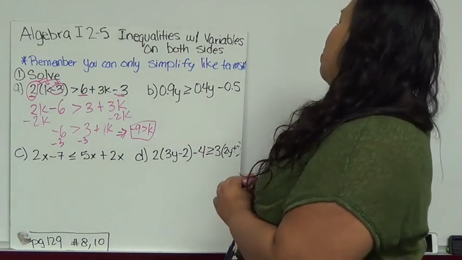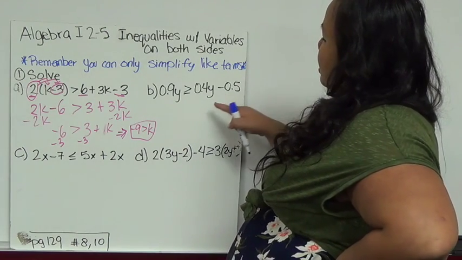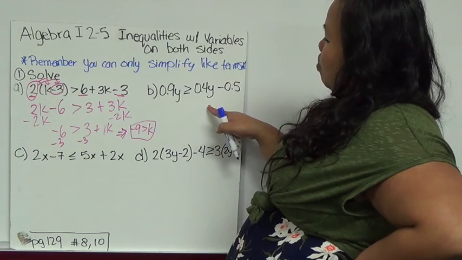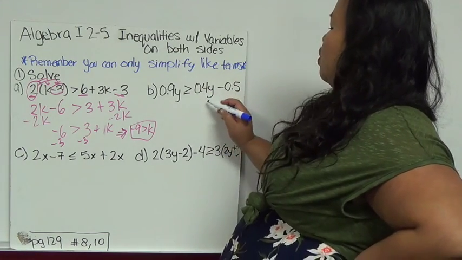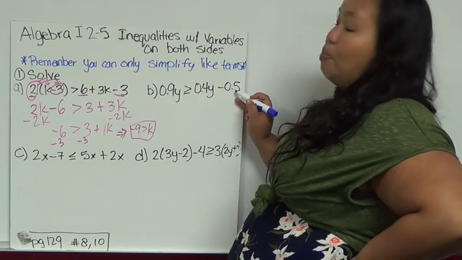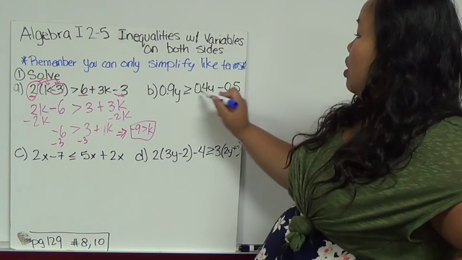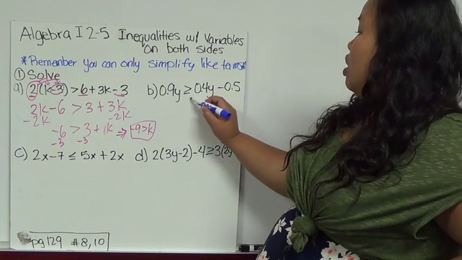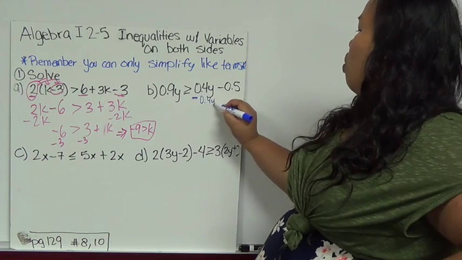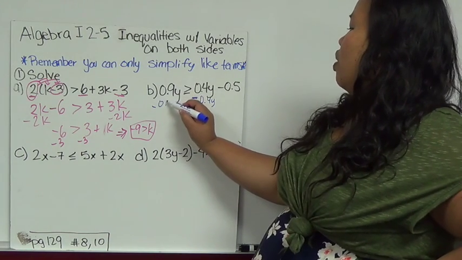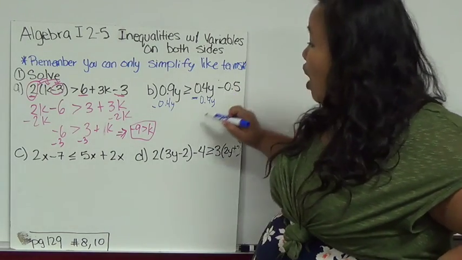My next one, I'm dealing with decimals. This has the 0.4y, so let's bring it to the other side. So this is positive 0.4y. Remember, this negative is attached to the 0.5, so this is not a negative, this is positive. So the opposite of a positive 0.4y is negative 0.4y on both sides. This cancels out. Now I have to bring the y with me.